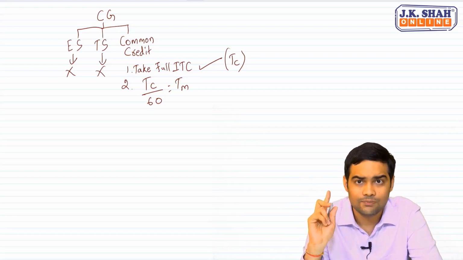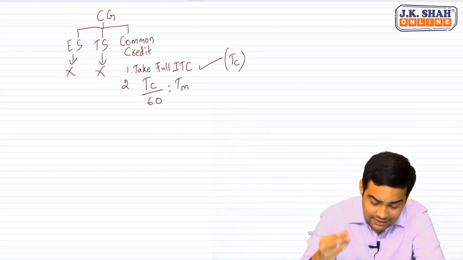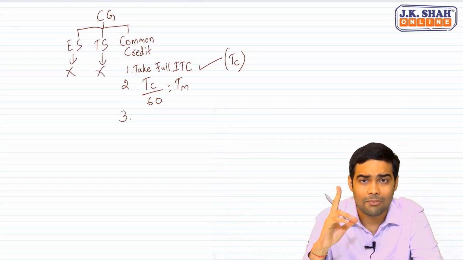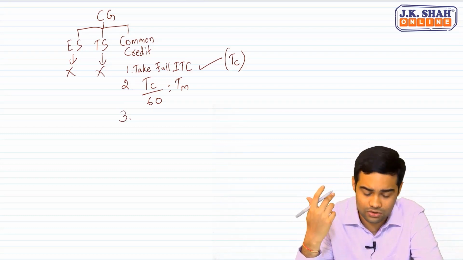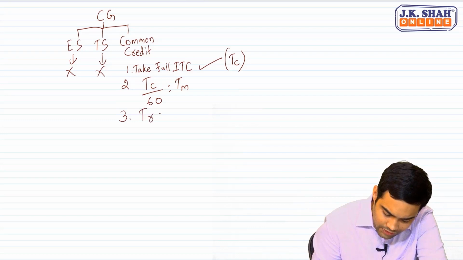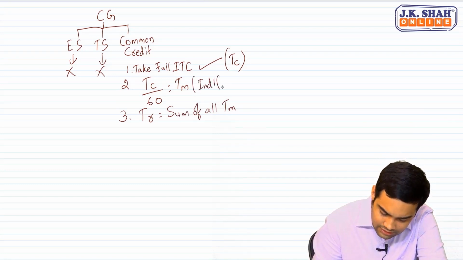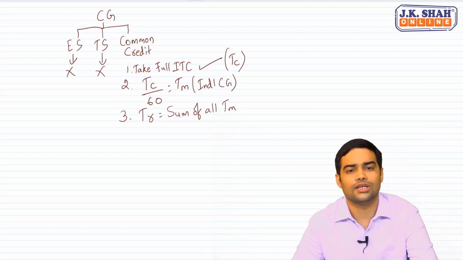Find out this. Now once you find out this, there might be a lot of assets. This is only for one capital good. There might be a lot of capital goods. For all capital goods, find out TR. TR is nothing but the sum of all TMs. TM is for individual capital goods, and TR is for all taken together.